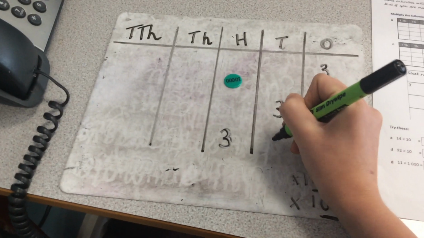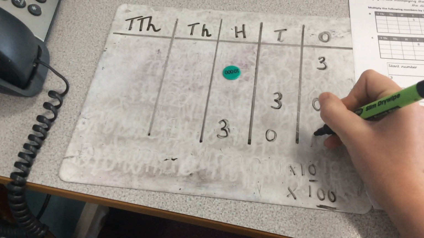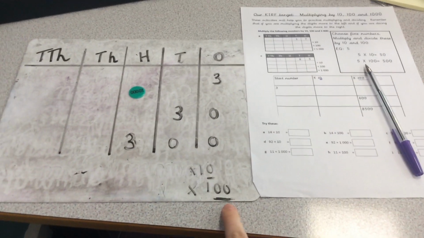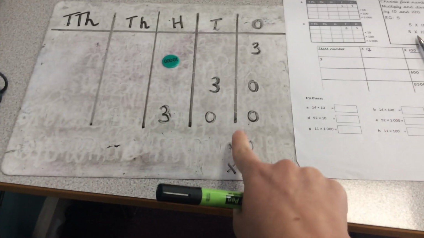I need to fill in these values, which means a 0 would go in there and a 0 would go in there. My 3, after being multiplied by 100, is now 300.